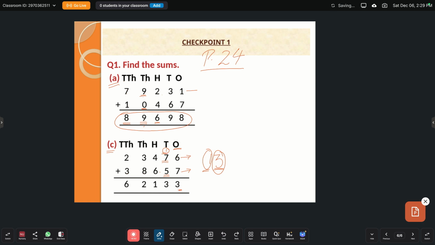Okay. What is 7 plus 5? It's 12. And what is 12 plus 1? It's 13. Again, we got 13. We will write this ones digit here and we will take this digit to our next column, that is the hundreds column. Now, what is 4 plus 6? 4 plus 6 is 10 and 10 plus 1 is 11. We will write 1 here and we will take 1 to the next column, that is the thousands column.